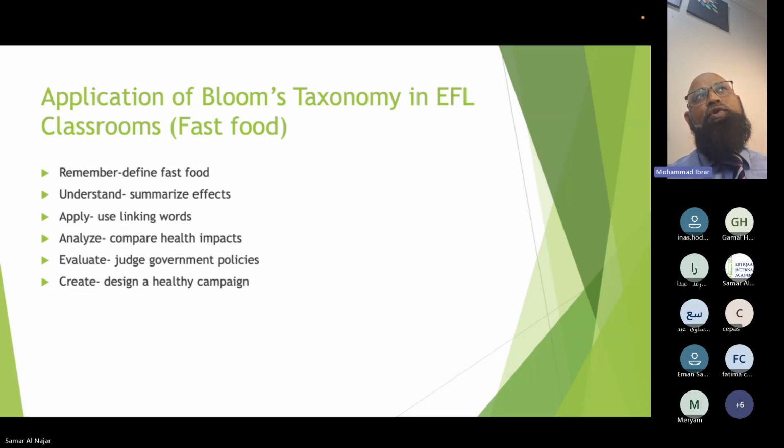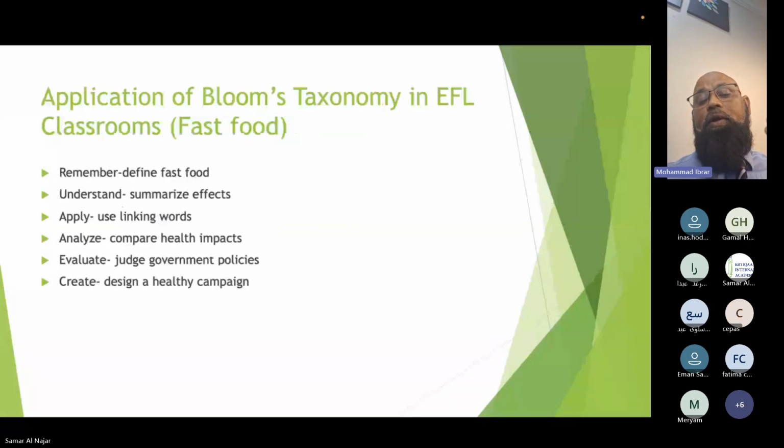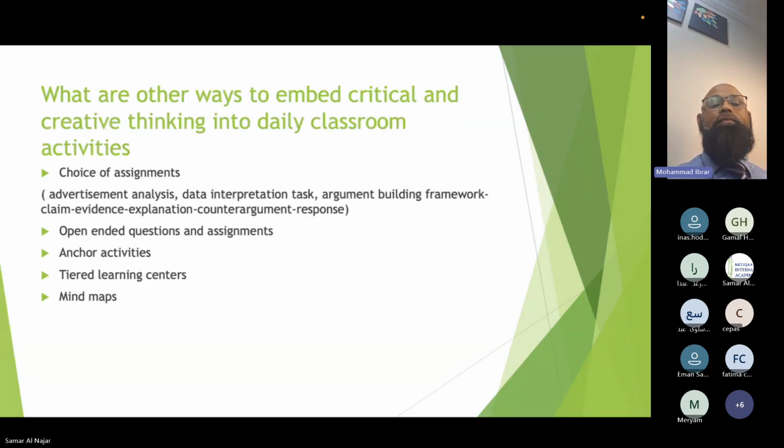Design a healthy campaign. So now you know the problem and you know how it impacts someone's health. And then you have also gone through the government policies related to fast food. Now, finally, you are trying to design a healthy campaign so that you can create awareness among people to cut down on the amount of fast food that people eat. And then you provide solutions to the government and so on. This is creativity. So critical thinking and creativity complement each other. And creativity is the last thing.